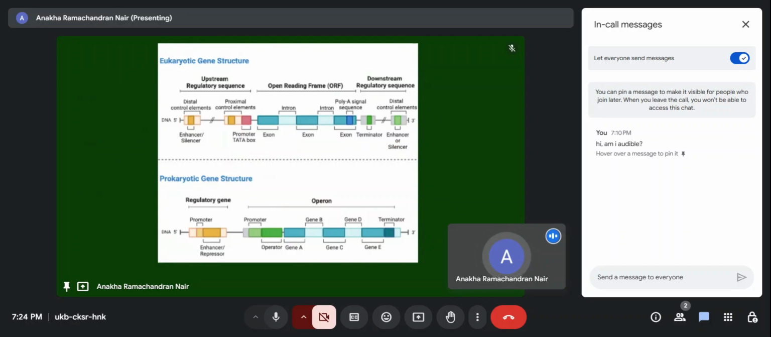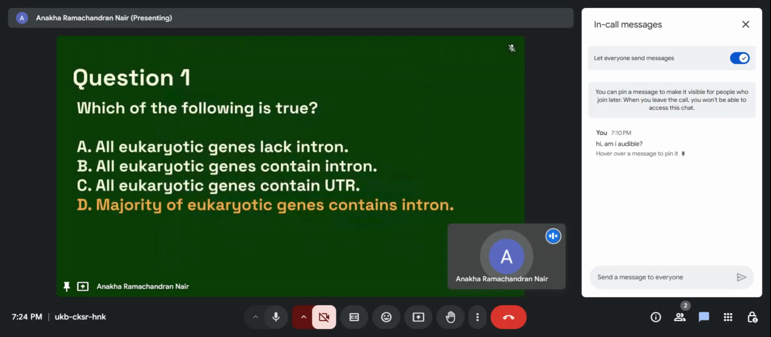All eukaryotic genes lack intron. All eukaryotic genes contain intron. All eukaryotic genes contain untranslated region, and majority of eukaryotic genes contain intron. So which of the following was true? Let's see what the correct answer is. The answer is majority of eukaryotic genes contain introns.